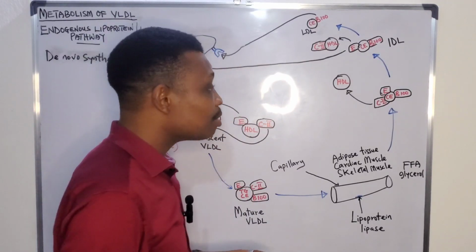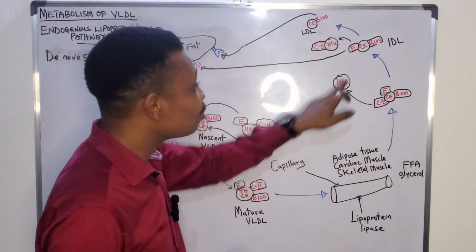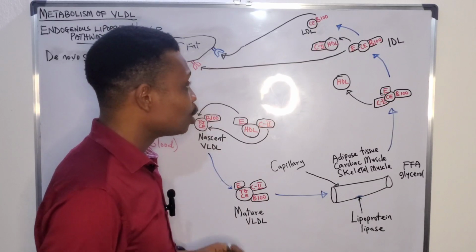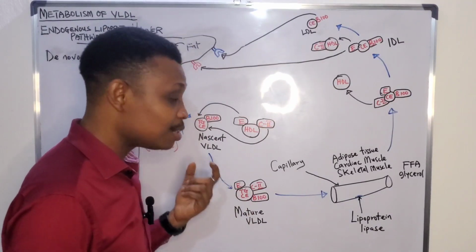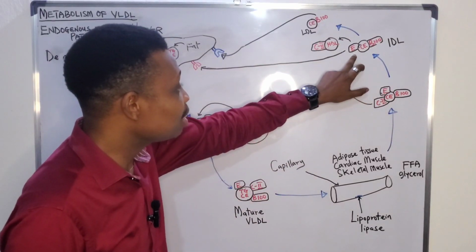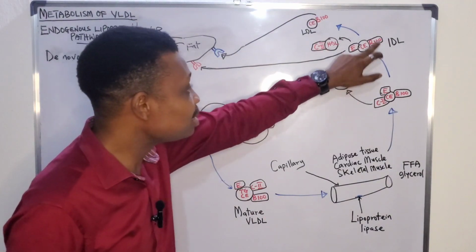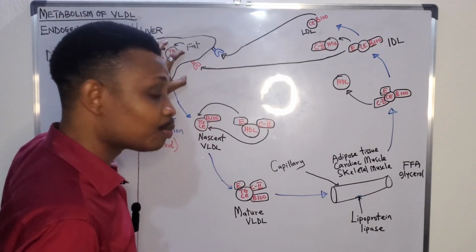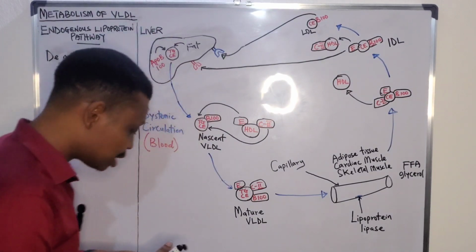Now, this intermediate density lipoprotein can do one of two things. It can either be taken up directly by the liver, or it will give off ApoE to form low density lipoprotein. So on the cells of the liver, there is a receptor that is specific for ApoE. So if ApoE binds to this receptor, then the IDL molecule will be taken up into the liver through a process of receptor-mediated endocytosis.